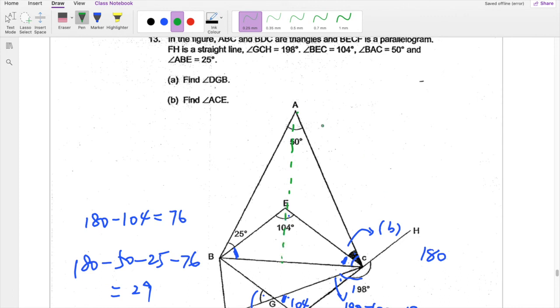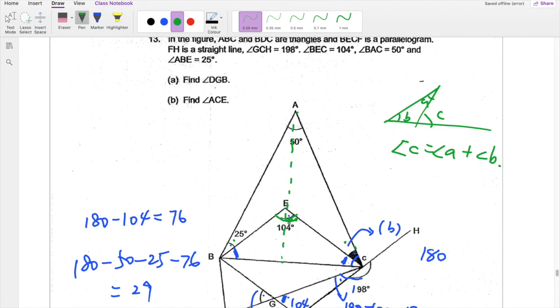We see here, if we have a line here, previously we said angle C equals A plus B, right? So here, this angle equals this angle plus this angle. This angle equals this angle plus this angle, which means this angle equals this angle plus this angle plus this angle.